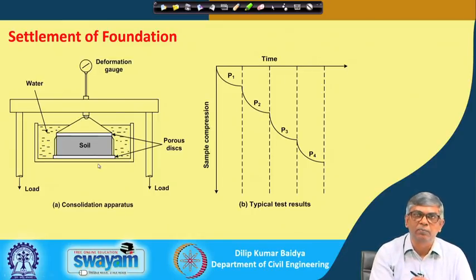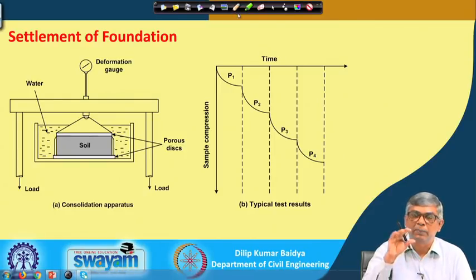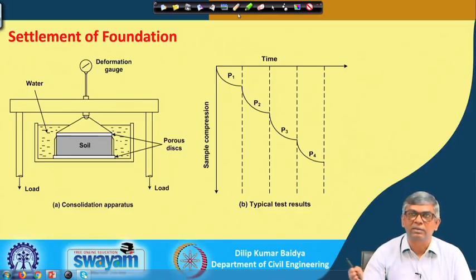Another aspect: if you test in the laboratory on a soil sample and apply load P, you will see that over time the sample will compress, and at some time you will not see any change. That means under that loading the consolidation is complete. Then if you subsequently apply another load, again we will see that compression starts, and at the end of some time compression stops. That means the consolidation also depends on the magnitude of force or load or pressure. So if there is a smaller pressure, then consolidation corresponding to that pressure will occur.